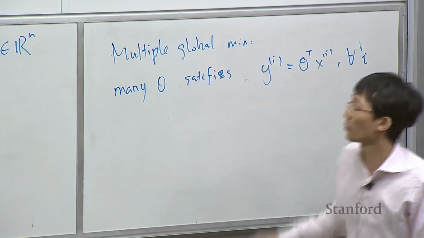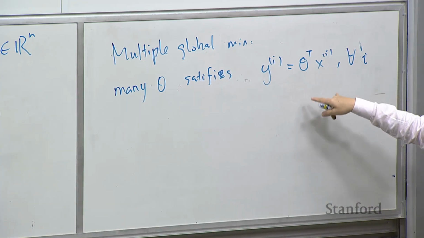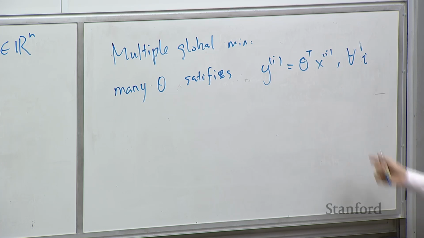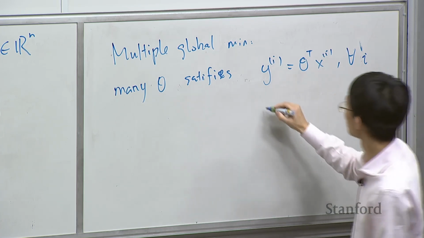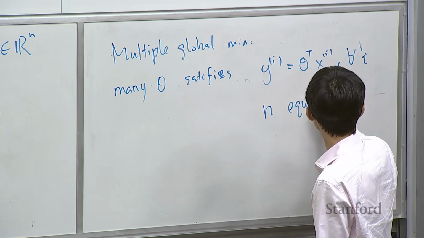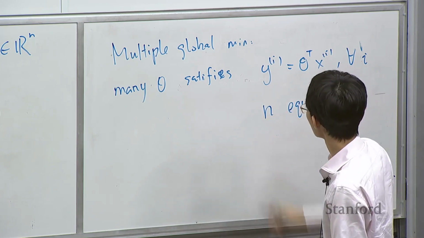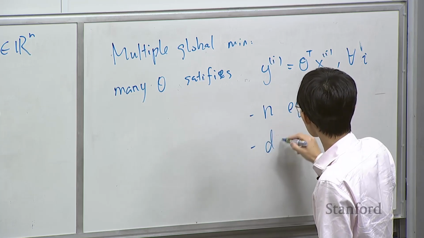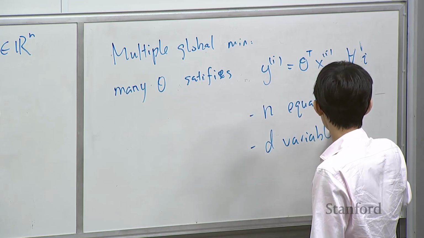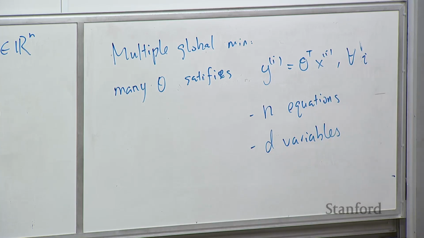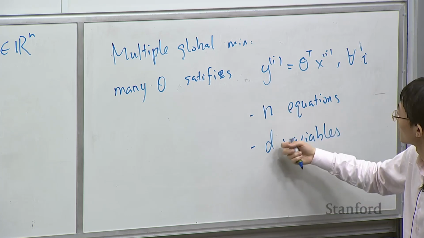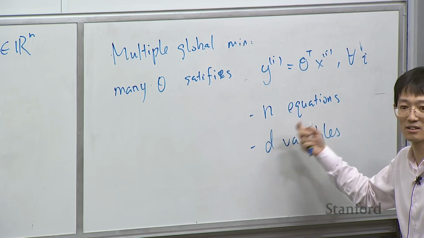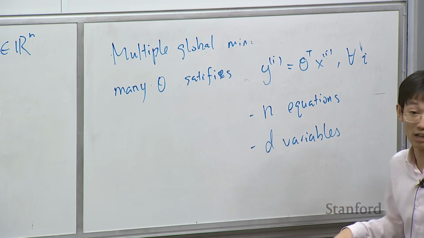And why are there multiple theta such that you can satisfy this? That's because you can count how many equations there are. There are n equations and d variables, and these are linear equations. Linear algebra tells us that if you have n equations and d variables, and n is less than d, then you're going to have at least one solution.